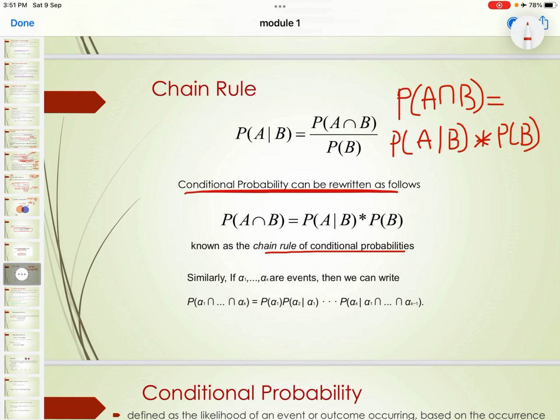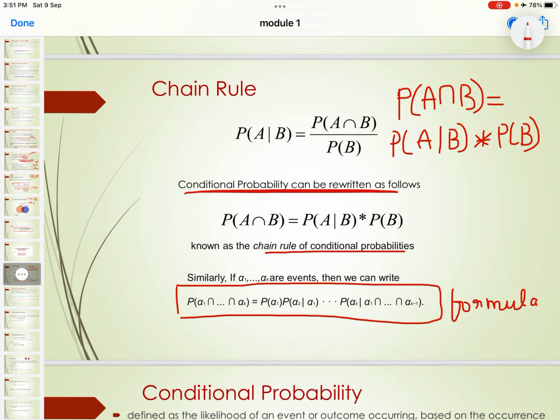Similarly, if alpha 1 till alpha k are the events, then we can write probability of alpha 1 intersection till alpha k is equal to probability of alpha 1 into probability of alpha 2 given alpha 1, till probability of alpha k given alpha 1 intersection till alpha k minus 1. So this is also your formula of chain rule.